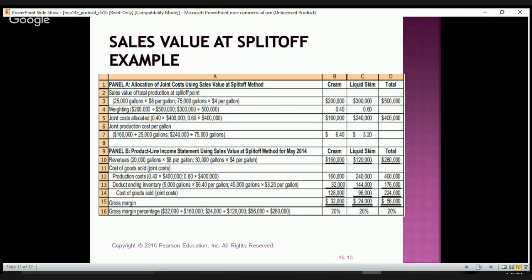Gross margin percentage: I take the 32 divided by my revenues, and I get 20%. Same with the liquid skim. We take the 24 divided by 120, and we get 20%.